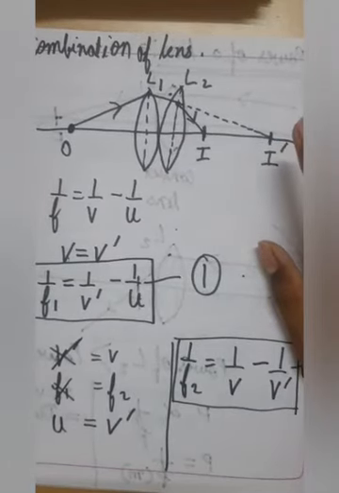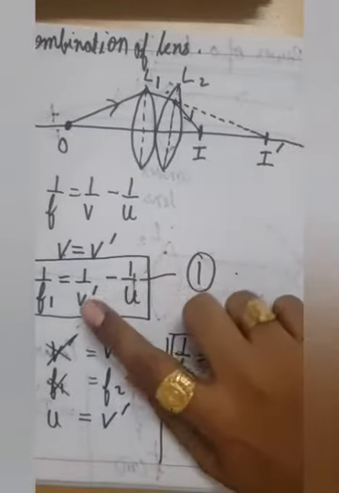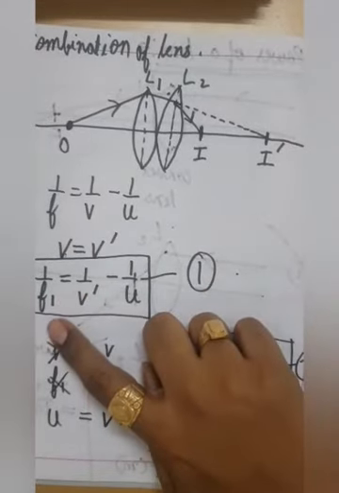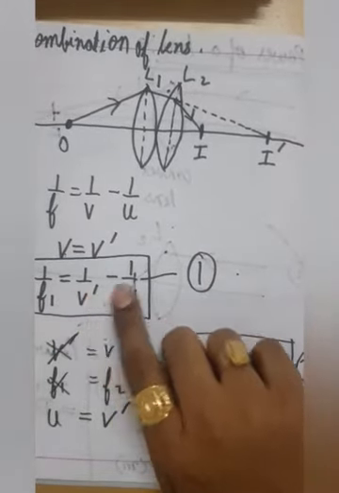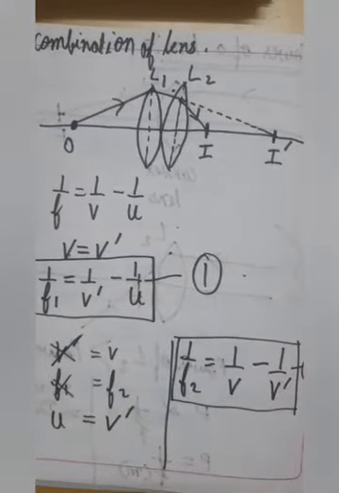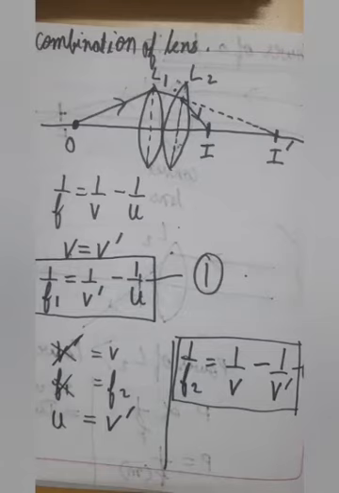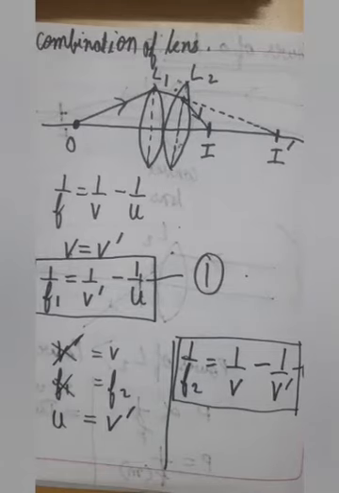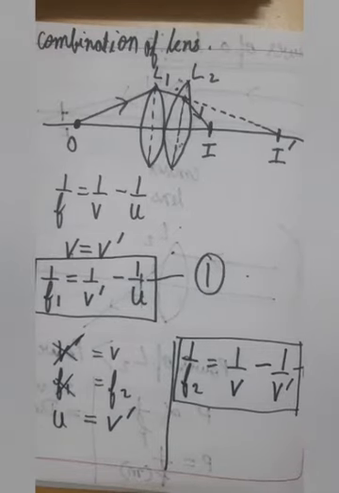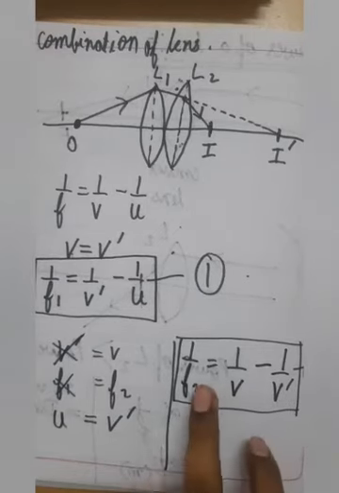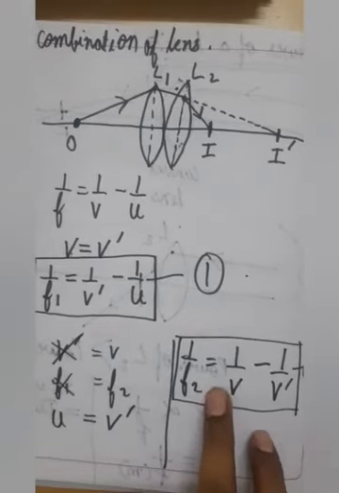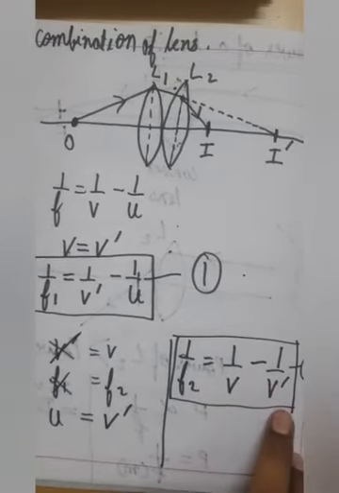So obviously in that case, instead of v, we will take v dash, and in place of f, I am taking f1. So 1 upon f1 is equal to 1 upon v dash minus 1 upon u. But in case of L2, the image distance would be v only, but the object distance would become v dash, as the image of the first lens would behave like the object for the second lens. So accordingly, I have formed the expression for 1 by f2: 1 by f2 is equal to 1 upon v minus 1 upon v dash.